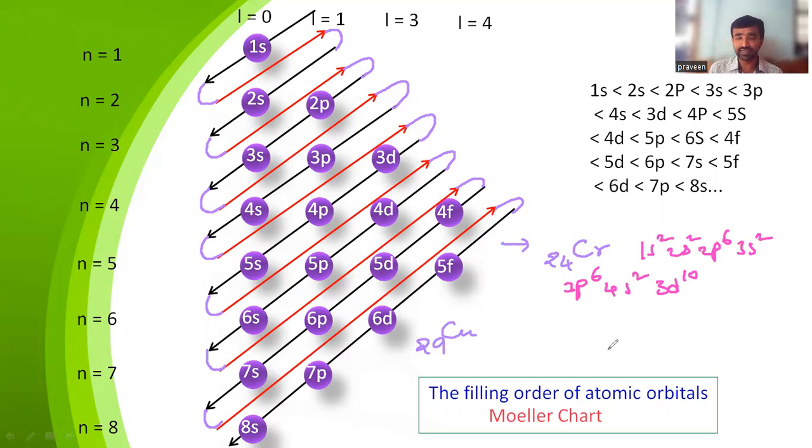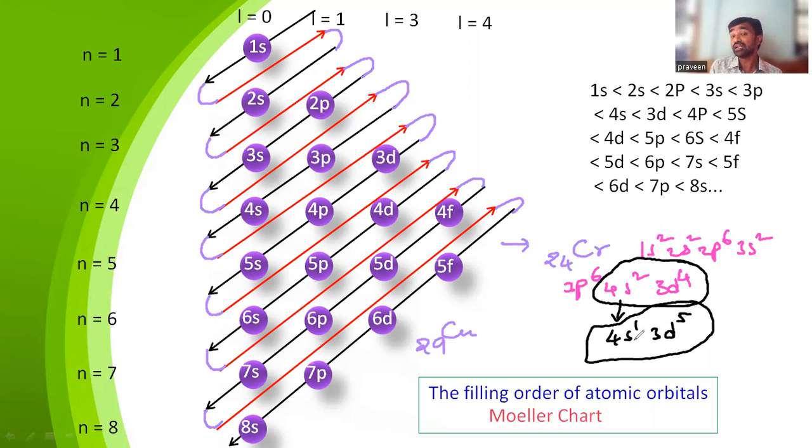But experimentally we found not 4s2, here it is 4s1. Sorry, I wrote it wrong: 4s2, 3d4, 24 electrons, right? So according to that Aufbau chart you are writing the electronic configuration like this, but there is a difference: 4s1 and 3d5. So it is experimentally observed.